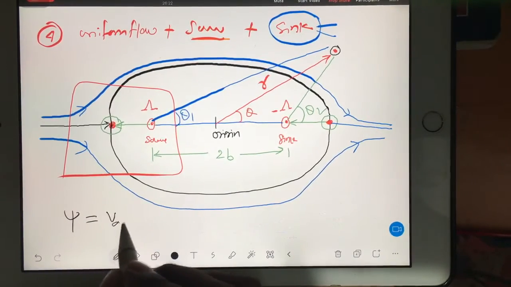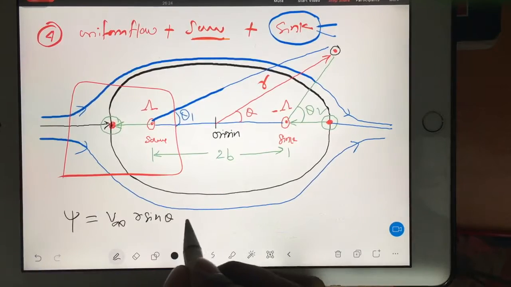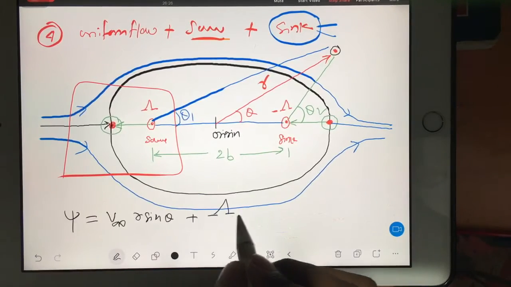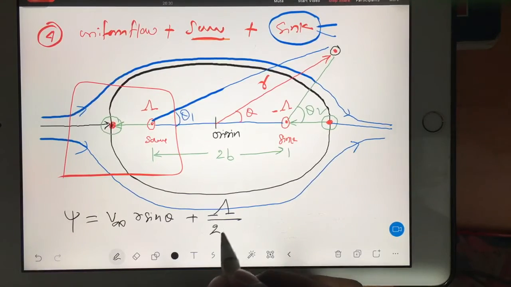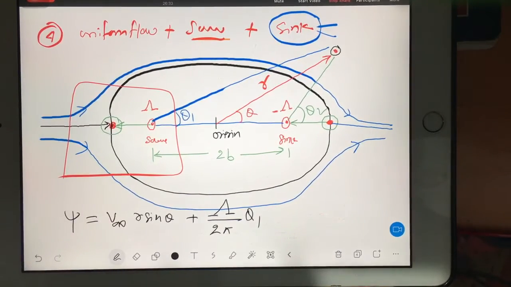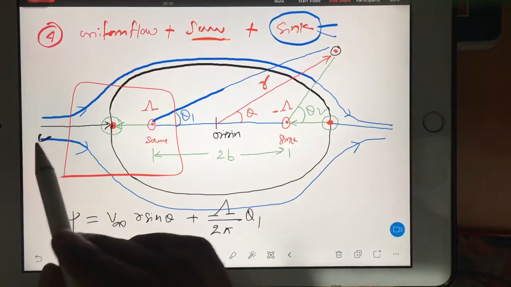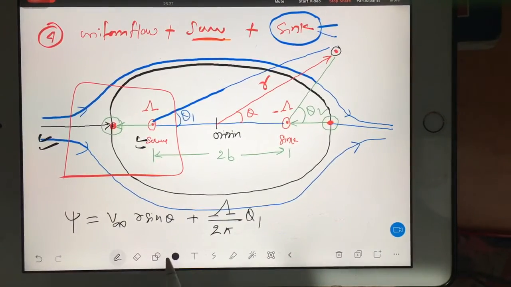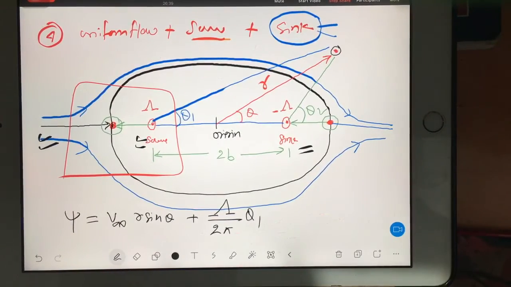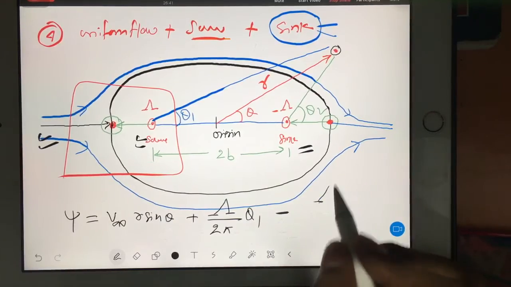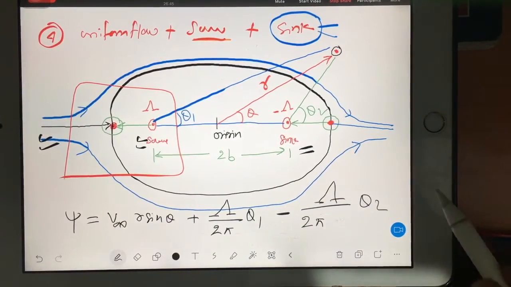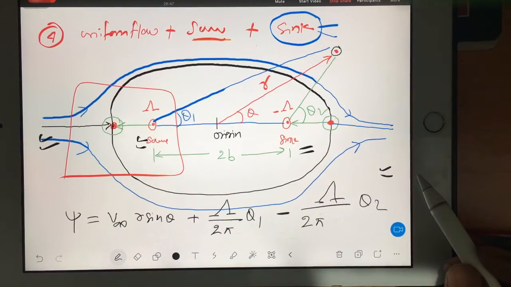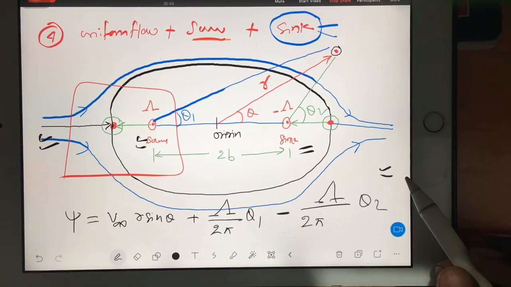Easily you can recall: V infinity R sine theta plus the strength of source divided by 2 pi, and you put theta 1 now, right? This was because of uniform flow and plus source. Other than this, you have to add the sink factor also. So just put minus, then strength of source, then 2 pi, and then theta 2. That's all done. This became your equation of the entire body.